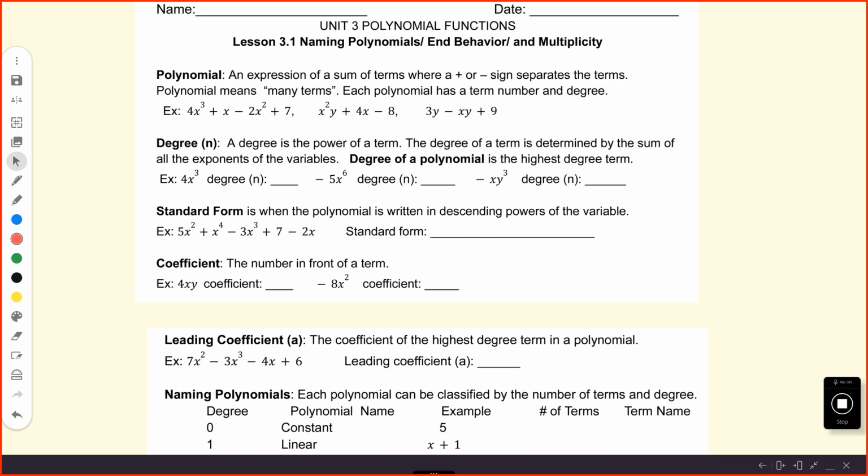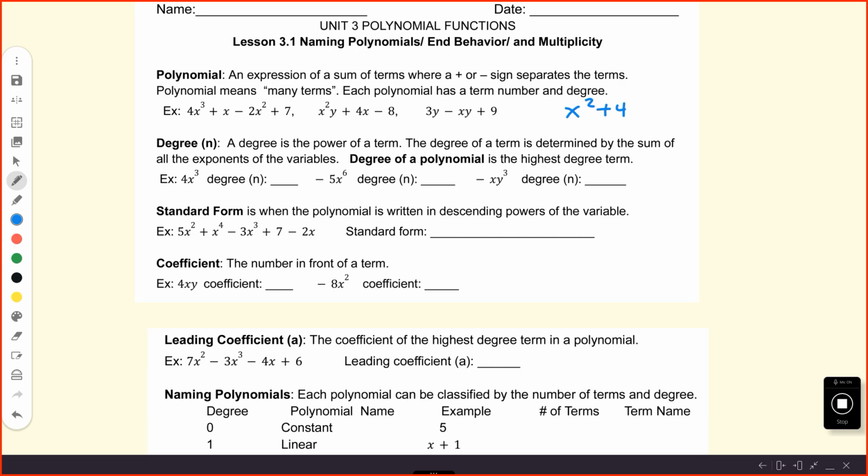So you will be able to determine the term number because it's separated by the plus or minus symbol, right? So how many terms do we have in this polynomial, 4x cubed plus x minus 2x squared plus 7? 4. How many terms do we have in here? 3. And in here, we have 3. Okay, so this polynomial has 4 terms. These two polynomials have 3 terms. Okay, but can we also say that x squared plus 4 is also a polynomial? Is x squared plus 4 a polynomial? Yes.